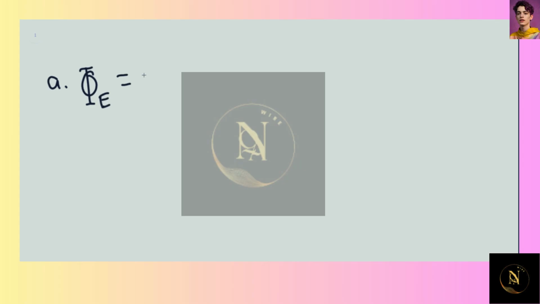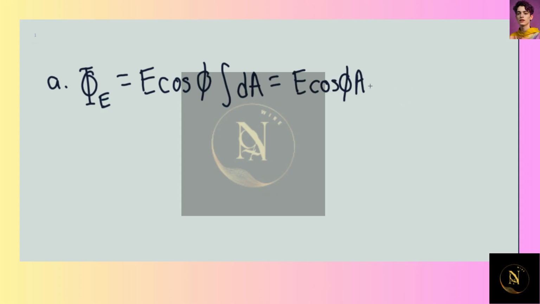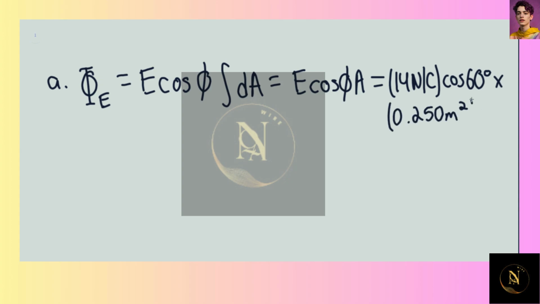For part A, we can find the electric flux. This would be equaling the electric field, which is constant over the surface, times cosine of phi, which is also constant over the surface, multiplied by the integral of the area. And so this would be equaling E cosine of phi times A, and this would be equaling 14 newtons per coulomb, multiplied by cosine of 60 degrees, multiplied by the area 0.250 meters squared. And we find that the electric flux is going to be equaling 1.8 newton meters squared per coulomb.